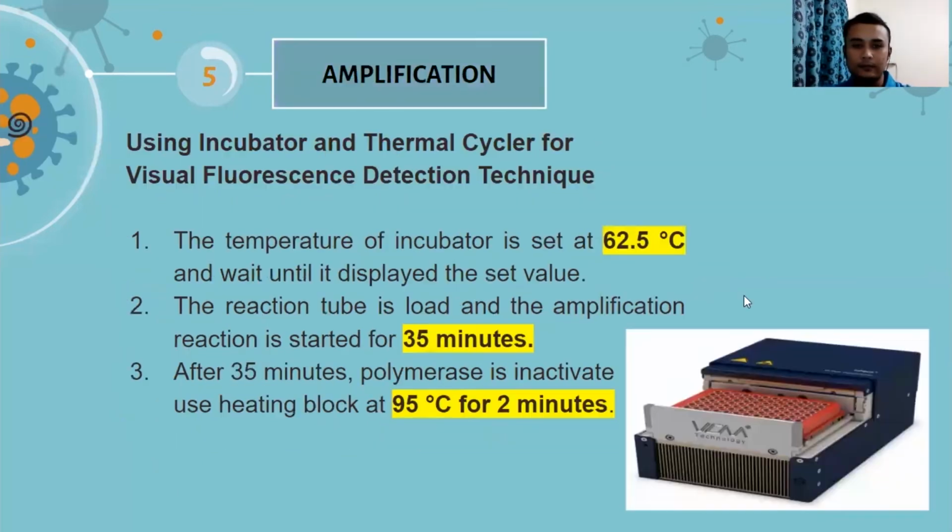Next step is amplification. This step will involve the use of an incubator and thermal cycler for the visual fluorescence detection technique. The temperature of the incubator is set at 62.5 degrees Celsius. Then the reaction tube is placed for 35 minutes for the amplification. After 35 minutes, the reaction will be inactivated using a heating block at 95 degrees Celsius for 2 minutes.